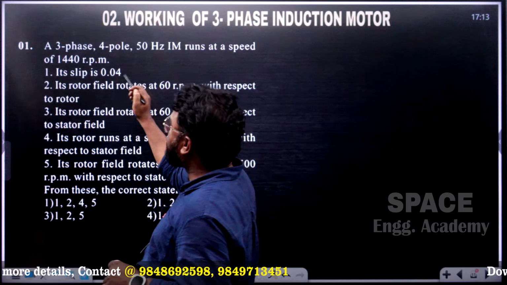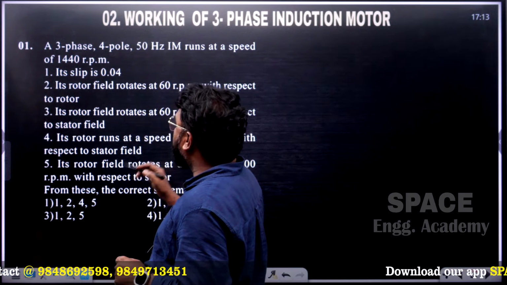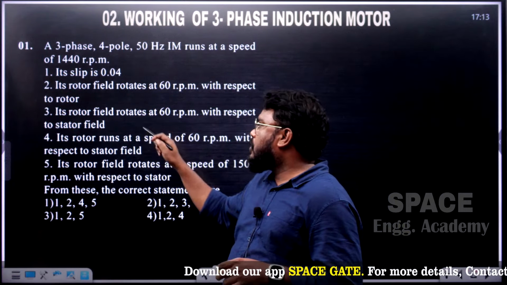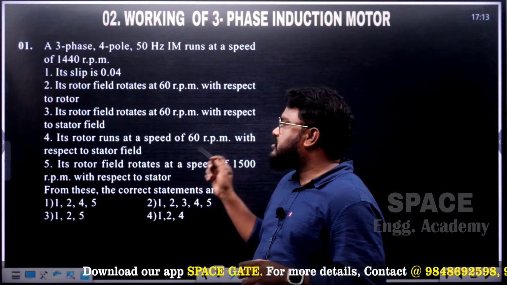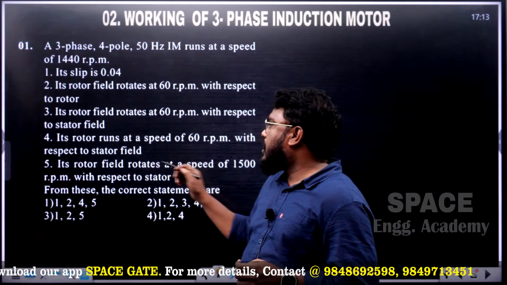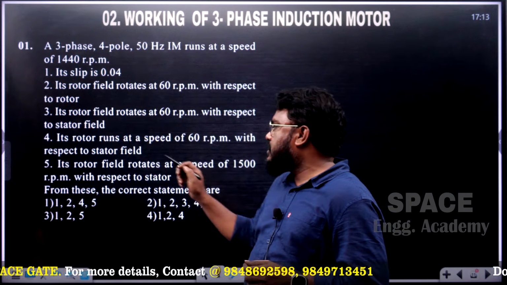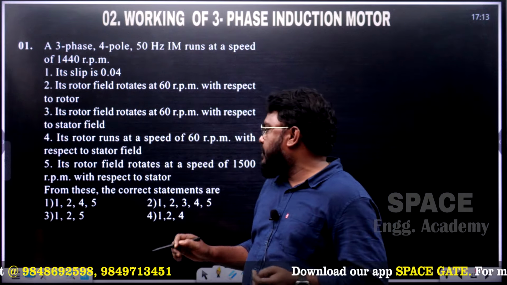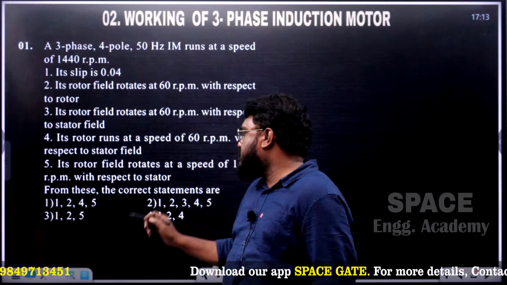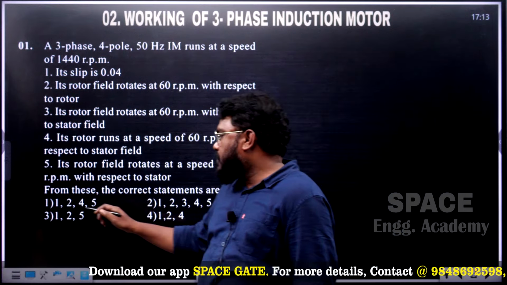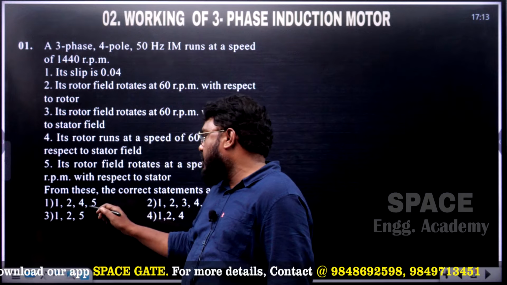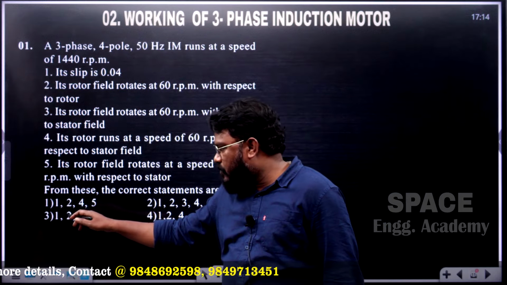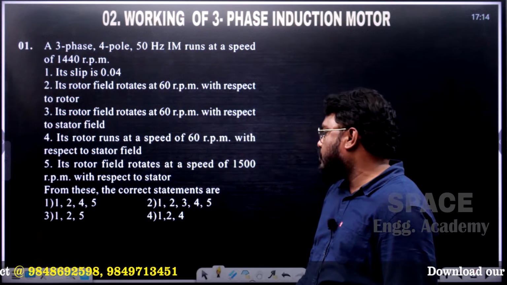Statement 1 is its slip is 0.04. Its rotor field rotates at 60 rpm with respect to the rotor. Its rotor field rotates at 60 rpm with respect to the stator field. Its rotor runs at a speed of 60 rpm with respect to the stator field. Its rotor field rotates at a speed of 1500 rpm with respect to the stator. From these, the correct statements are: option 1: 1, 2, 4, 5; option 2: 1, 2, 3, 4, 5; option 3: 1, 2, 5; and option 4: 1, 2, 4.